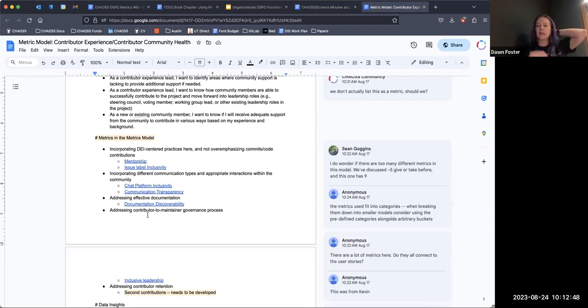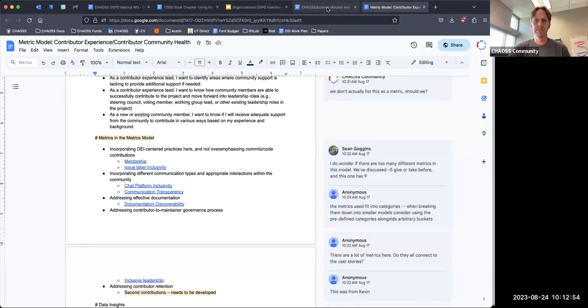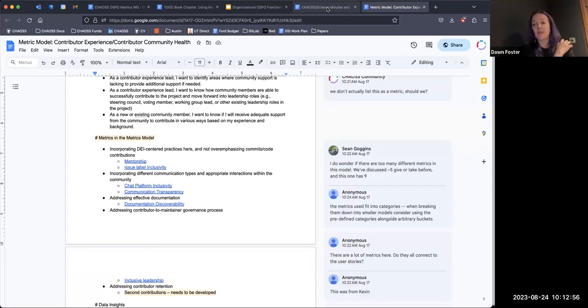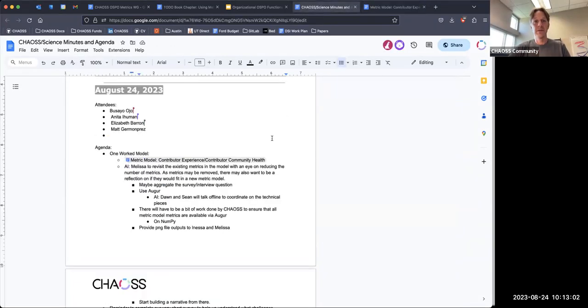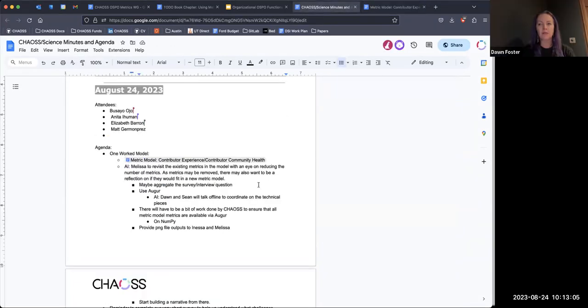Yeah, I really like that idea. For metrics models like this that have a lot of survey components, I think it would be great if we could put together a starting point for a survey. They can customize it to their needs. Exactly.